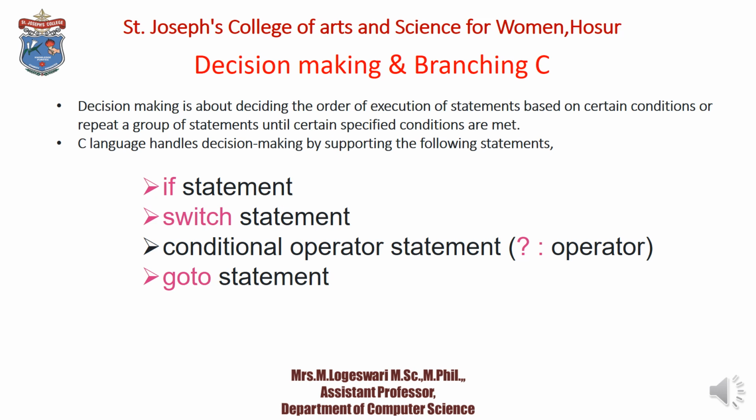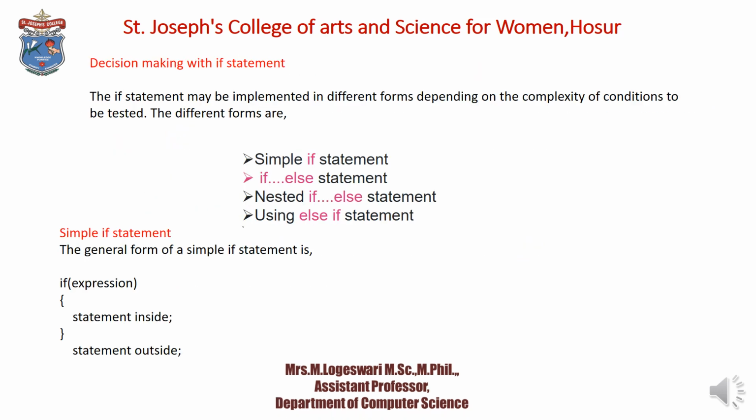Okay, so next one, branching statements. What is meant by branching? It is used to jump the flow of execution. So that is branching. What are the branching statements? If, switch conditional statement, and goto statement.